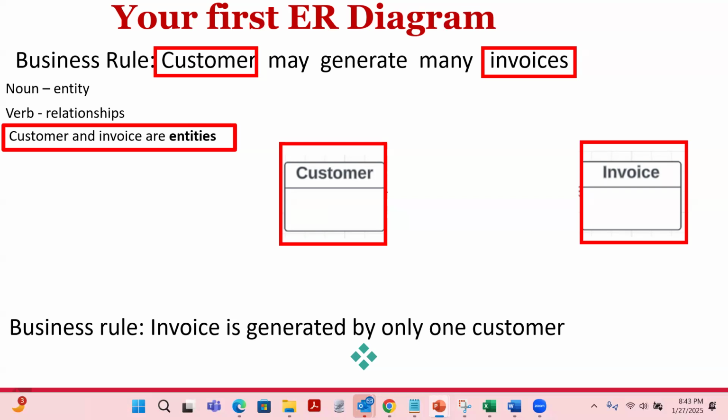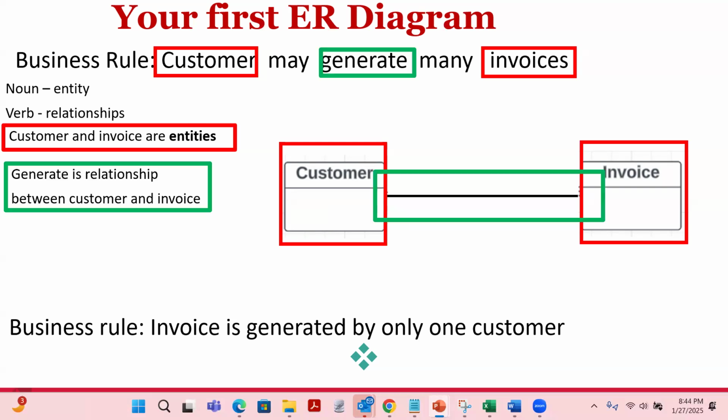We have a couple of verbs here. So we have may generate many invoices. Generate is a verb, right? So there is a generate relationship between customer and invoice. So we're going to connect our two entities, invoice and customer, together, and we're going to draw a line between them that represents the relationship generate.